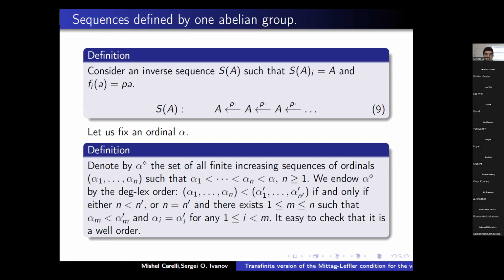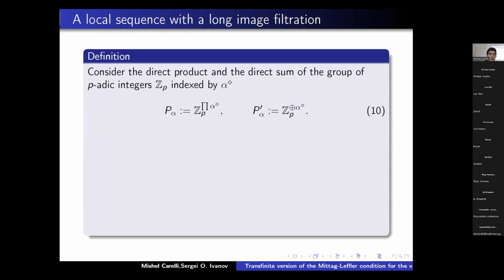Alpha 1 through alpha n is less than alpha 1 prime through alpha n prime if either n is less than n prime or they're equal, and there's a natural number m between 1 and n such that alpha m is less than alpha m prime, and alpha i is equal to alpha i prime for all i less than m. And it would be well ordered. Okay, so we use the alpha diamond, and we'll define a bit of a long, complicated definition.